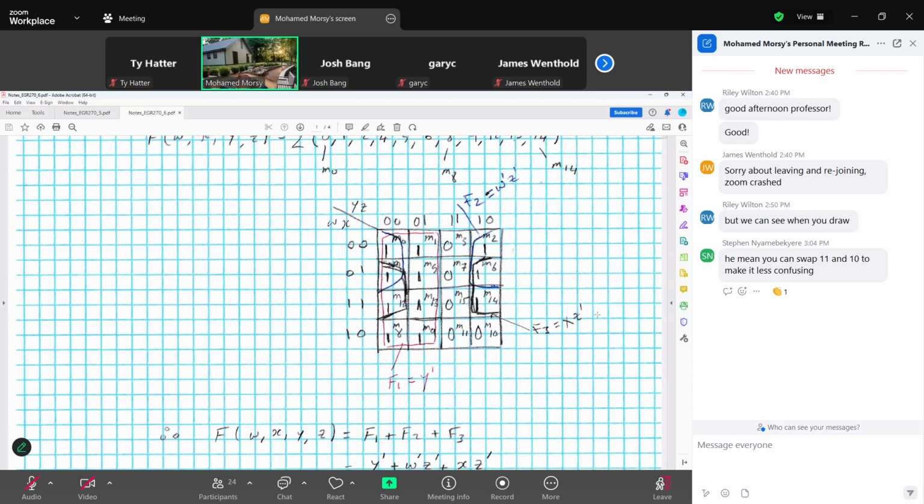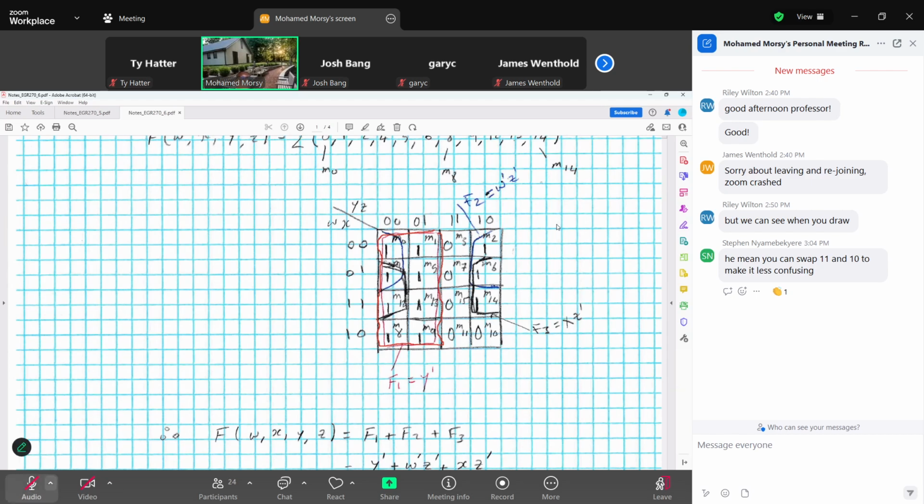Now we need to group adjacent ones. So we start with 8 adjacent ones. Do we have 8 adjacent ones here? We do. It's here. This is a square here, this group here of ones. These are ones. Perfect. Can we use a fundamental product or the product term for this?